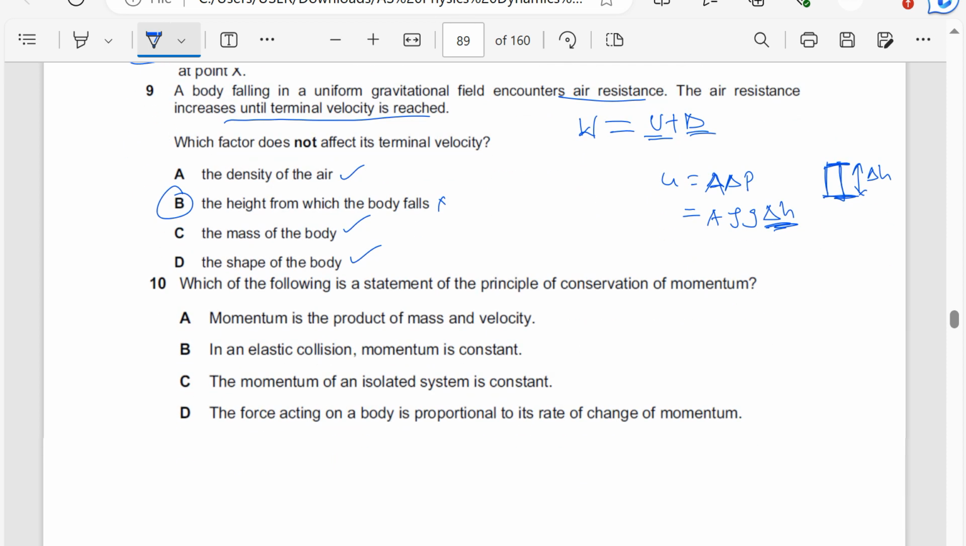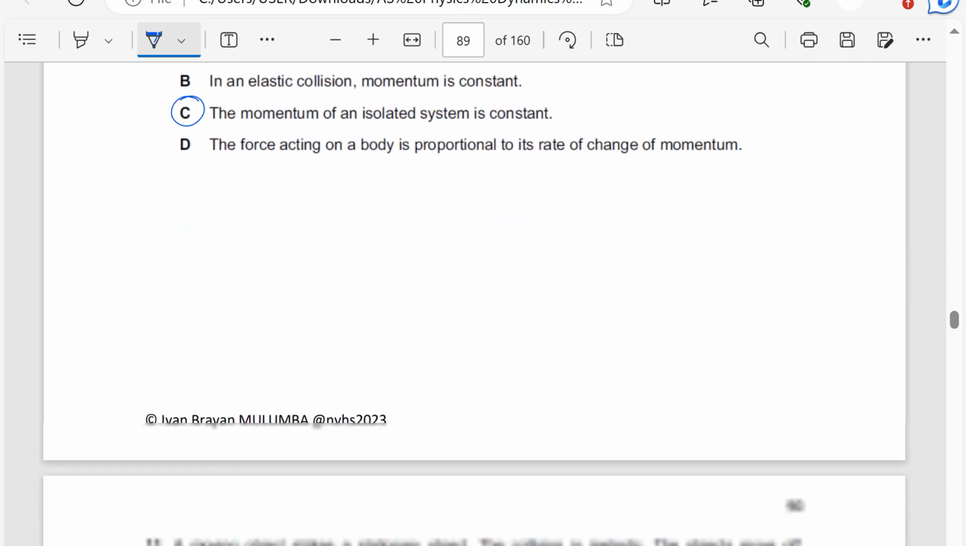Which of the following is a statement of the principle of conservation of momentum? We know that for an isolated system, total momentum is always constant. So the answer is automatically C without wasting time. For an isolated system, total momentum is always constant.